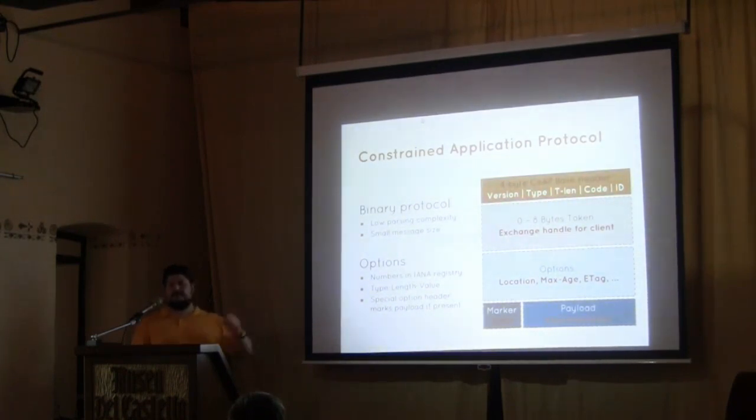And then we have options. That's basically what header fields are for HTTP. So it's extensible. We can provide new mechanisms to update the protocol while it evolves in the field. Many of them are the ones you already know from HTTP, or most of you, at least I hope. So something like the location field, the max age, which is cache control, you need there. ETag is something of that. There's also content format, so what are you sending? So it's pretty similar to HTTP here as well.